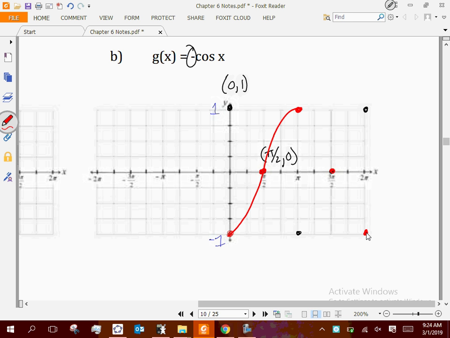Then we're going to connect those with a smooth curve, right? It's not a rigid shape. So that's one period of negative cosine x. We should then be able to mimic that, cut and paste that thing over here. And we got that thing.